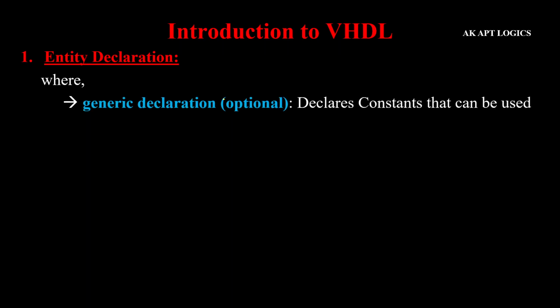Next, generic declaration. This is optional. Why? Because we don't always need constant values in our programming. So it's optional. We needn't declare it, but declaring the port class is mandatory. Why? Because in our design there will be some inputs and outputs. Without inputs and outputs there is no design. So it's mandatory, whereas generic declaration is optional, so it is not as important compared to the port class.